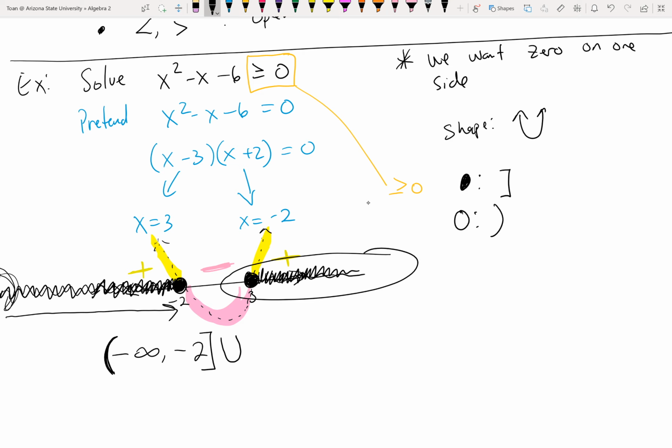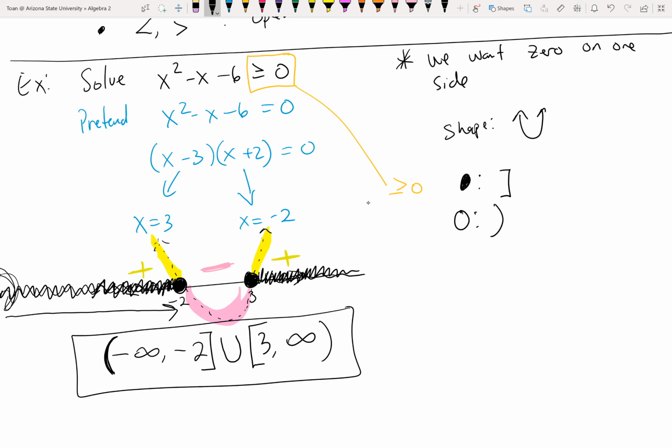Remember, we read from left to right. So what number do we start at? We start at 3, and we go rightwards forever to infinity. So the second part of our answer is going to be 3, comma, infinity. Since 3 is shaded, it'll be a square bracket, and infinities are always open. That should be the solution, all of the x values that will solve the original problem.